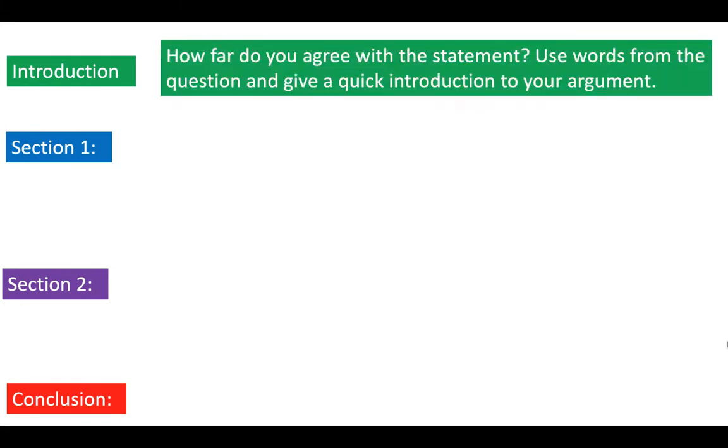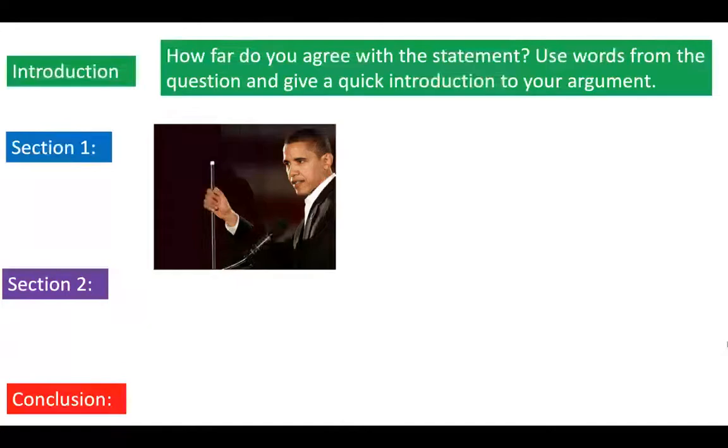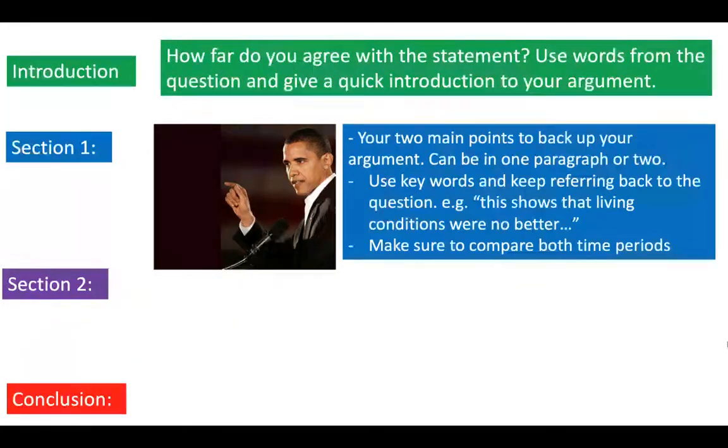Okay, we then move on to section 1. And section 1 is our clear points about what we believe. Two major points to back up our argument. These can be in 1 paragraph or they can be in 2. We need to try and use as many keywords as possible, and we also need to try and keep referring back to the question. For example, we might keep on saying, this shows that living conditions were no better. Okay, keep on referring back to that question.